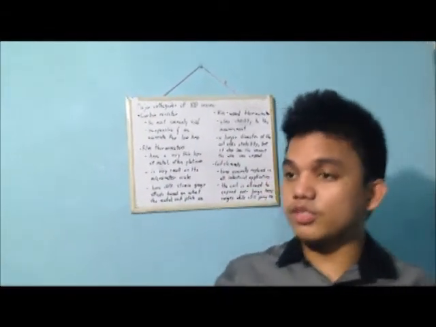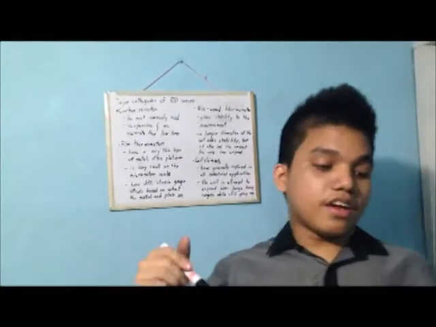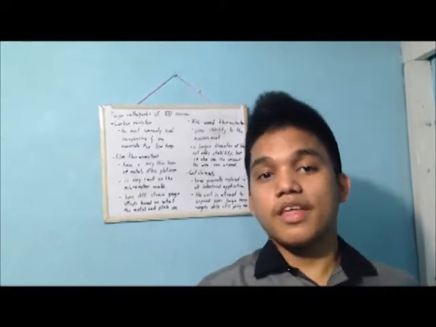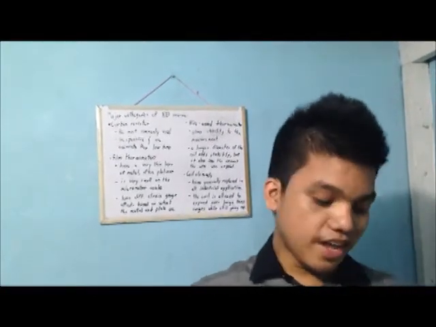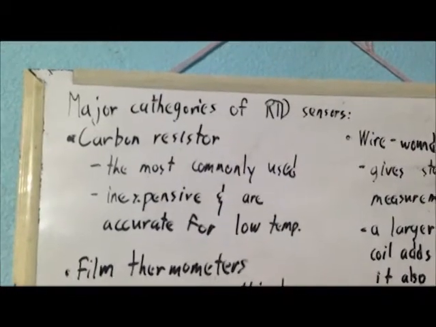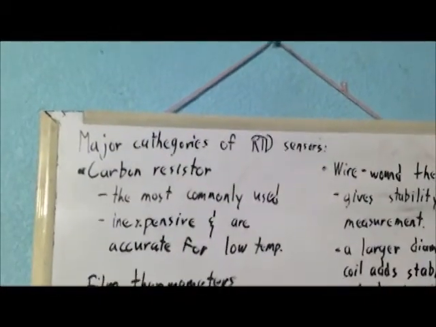There are four major categories of RTD sensors: the carbon resistor, the film thermometers, the wire wound thermometers, and the coil elements. First is the carbon resistor. They are the most commonly used sensors. They are inexpensive and are accurate for low temperatures.